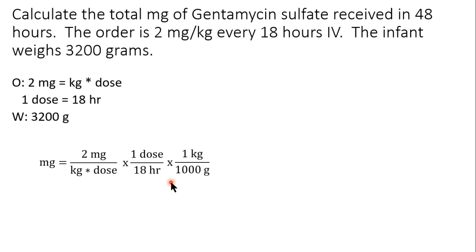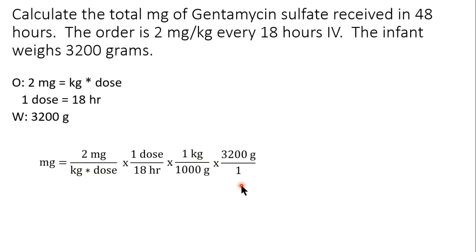And now, since the weight of the infant is given in grams and we want kilograms, that means we have to do a conversion. So since the kilograms are here in the bottom, that means we put the kilograms on the top. So 1 kilogram over 1,000 grams times the weight of the infant, which is 3,200 grams over 1. Remember that when you're working with dimensional analysis, you need to keep everything as a fraction. So we use a 1 as a placeholder.